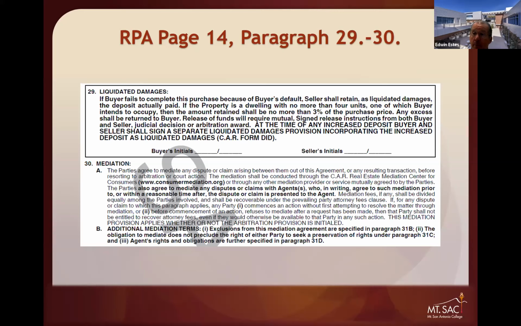All right. Now, if the buyer intends to live in the property and the deposit is more than 3% of the purchase price, then the amount the seller can keep is capped at 3% of the purchase price. But remember, that does not mean that the seller gets to keep 3% of the purchase price. No, it's the deposit, but never to exceed 3% of the purchase price if buyer intends to occupy the property as their residence. All right. If it's not intended to be occupied as their primary residence, then it's the entire deposit, regardless of how much it is.